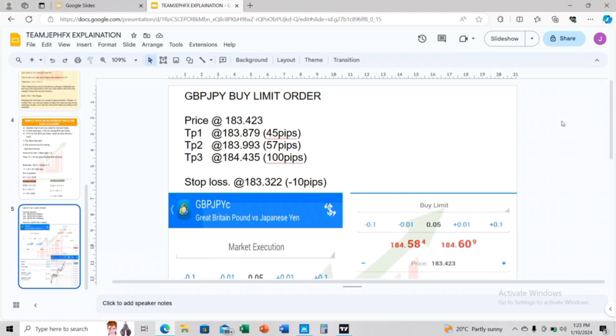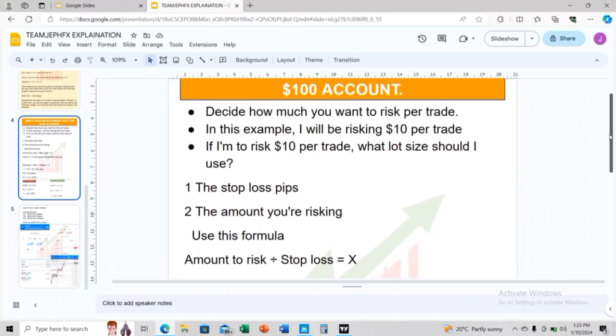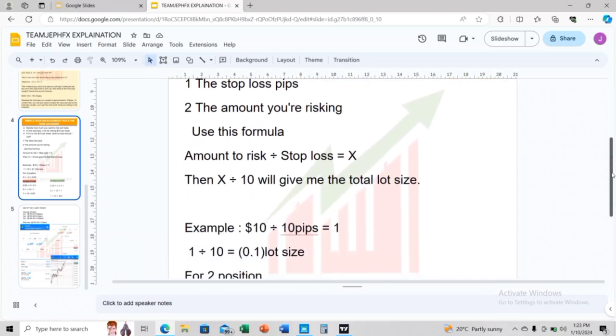Now let's go back to that formula. Remember, we are risking $10 and we don't know the lot size we are using yet. So how do I determine the lot size I'm using? According to that example, remember, we know what we are risking, right? We are risking $10 and our stop loss is also 10 pips. Now using this formula that I mentioned, amount to risk, this is it here. Look at the example. Amount to risk is $10 divided by our stop loss. The stop loss is 10 pips. So $10 divided by 10 pips is 1.